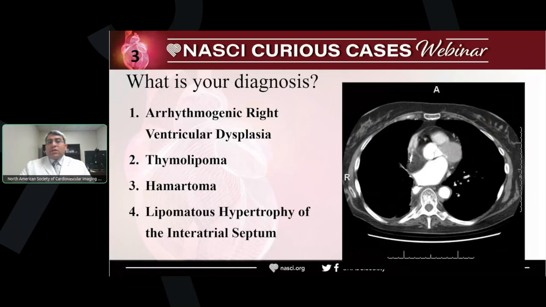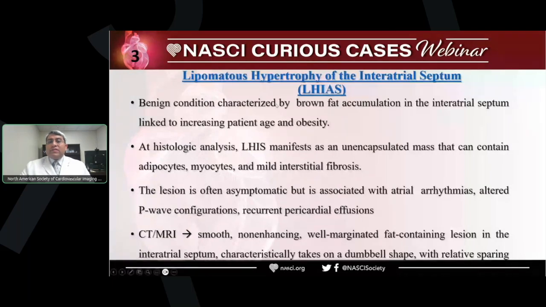It is a benign condition characterized by brown fat accumulation in the interatrial septum linked to increasing patient age and obesity. At histologic analysis, lipomatous hypertrophy manifests as an unencapsulated mass that can contain adipocytes, myocytes, and mild interstitial fibrosis. The lesion is often asymptomatic but is associated with atrial arrhythmias, altered P wave configurations, and recurrent pericardial effusions. CT and MRI show a smooth, non-enhancing, marginated fat-containing lesion in the interatrial septum.